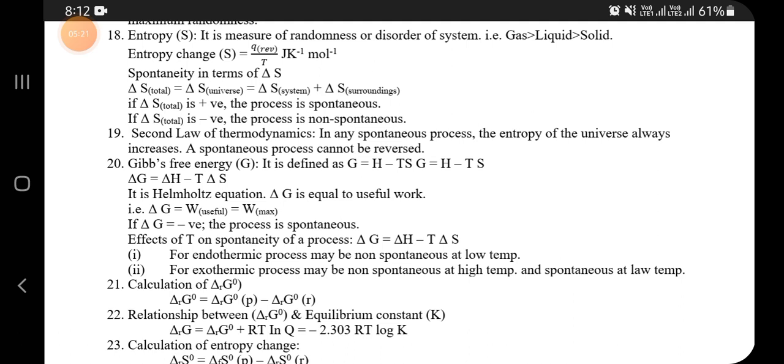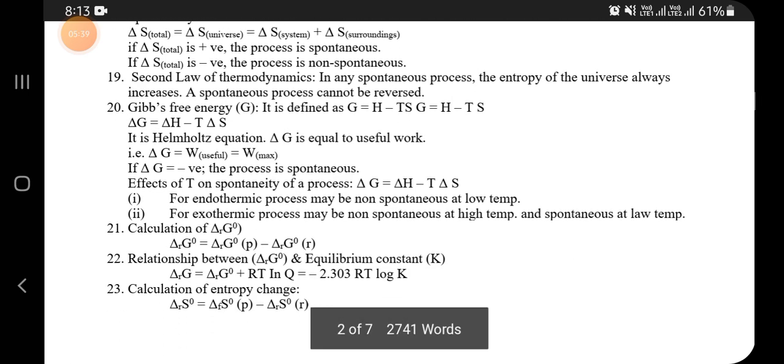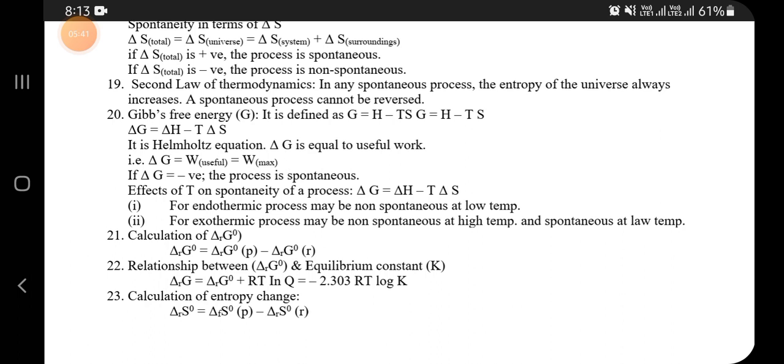Spontaneity in terms of delta S total, which is equal to delta S universe, which is also equal to delta S of system plus delta S of surroundings. If delta S total is positive, the process will be spontaneous, and if it is negative, the process is non-spontaneous. Then the second law of thermodynamics states that in any spontaneous process, the entropy of the universe always increases. A spontaneous process cannot be reversed.